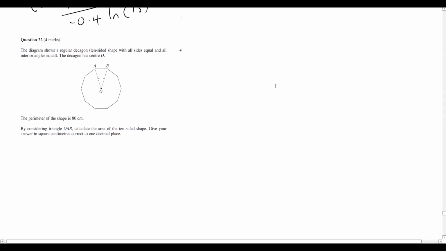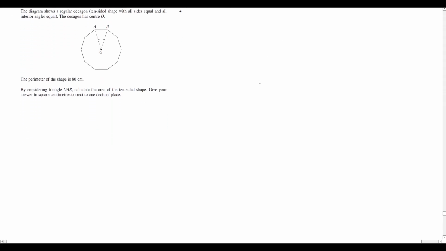So question 22 actually looks deceptively easy, to be honest. However, a lot of students really struggled with this question when this came up. So the diagram shows a regular decagon, so a 10-sided shape with all sides equal and all interior angles equal. Now the decagon has center O. The perimeter of the shape is 80 centimeters. Now by considering triangle OAB, calculate the area of the 10-sided shape. Give your answer in square centimeters, correct to 1 decimal place.